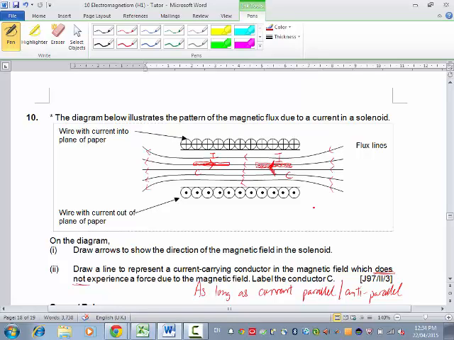So can you explain? Why as long as the current is parallel, then the magnetic field does not exert a force? When you use the formula BIL, you must always make sure that the I is perpendicular to the B. So don't you care about this? But if it is parallel, there will be no component of the current perpendicular to the B.